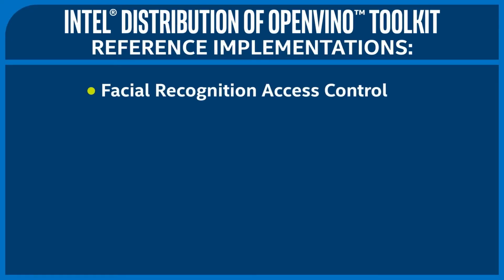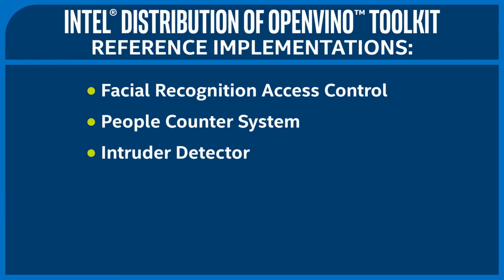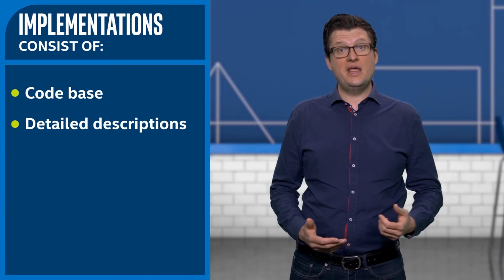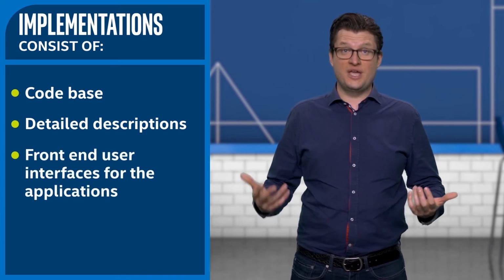In addition to these code samples, Intel has also created a number of reference implementations which cover more fully realized solutions. There is a facial recognition access control, a people counter system, an intruder detector, and a few others. These implementations consist of both the code base as well as detailed descriptions and front-end user interfaces for the applications.